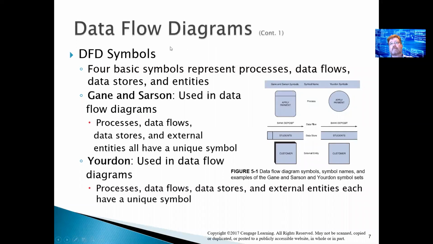So there are basically four different symbols. And in this case, you have sort of two families, Gane and Sarson, and then Yourdon. Yourdon, by the way, is still alive. I don't know what's going on with Gane and Sarson. But anyway, what you're going to see here is we basically have one for processes, one for the data that's flowing through the system, one for a data store, so this is data stored somehow in the system, and then external entities. And we're going to basically be looking at each of these in detail here.